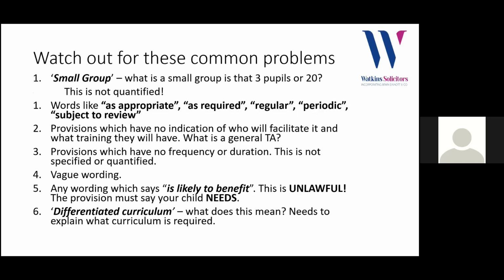So watch out for some common problems here. We've got your top 6, top of the pops, for those of you who are young enough to remember it. Small group. What is a small group? Is that 3 or 20? Not quantified. Words like as appropriate, as required, regular, periodic, subject to review, all of those should not be in Section F. Provisions which have no indication of who will facilitate it and what training they will have.